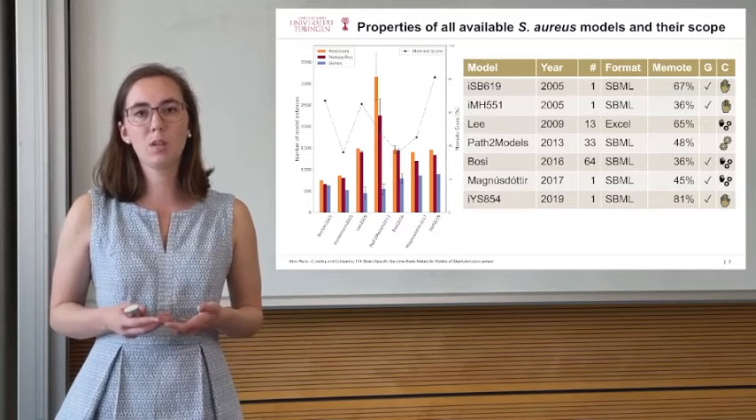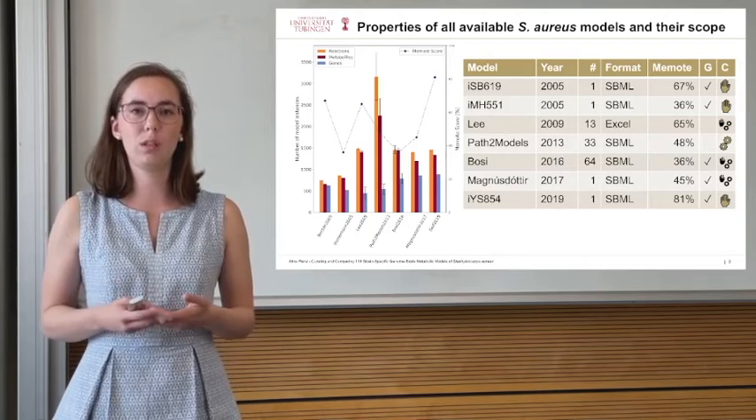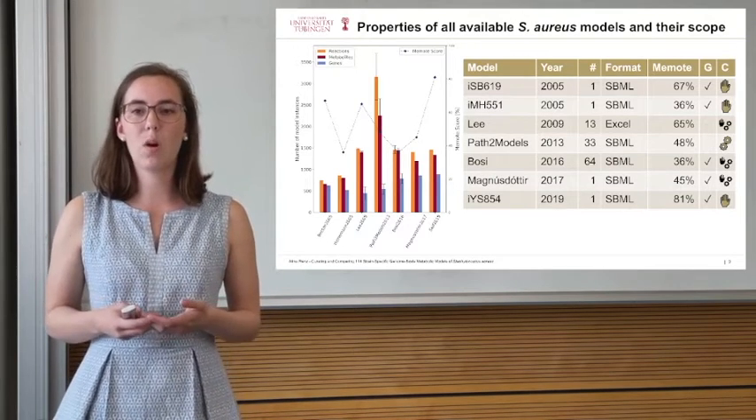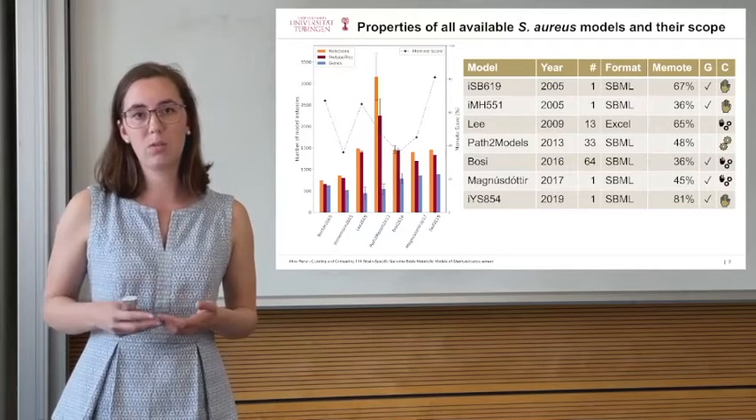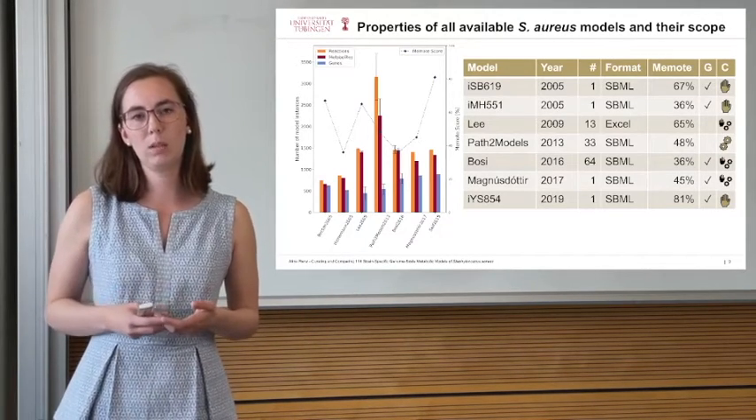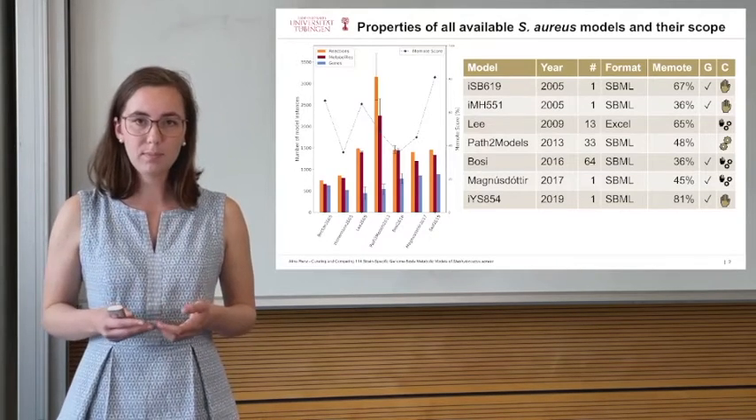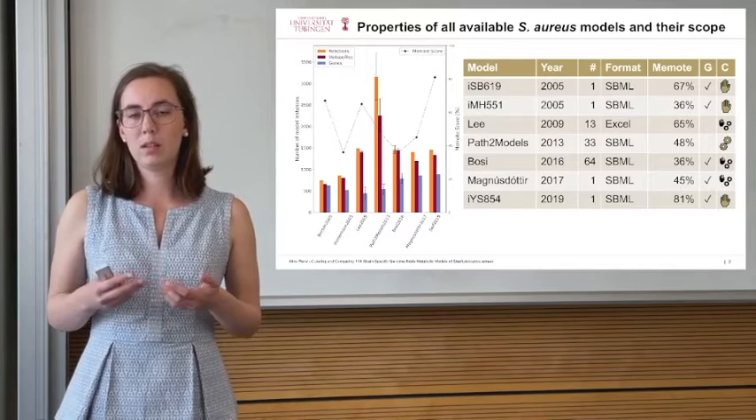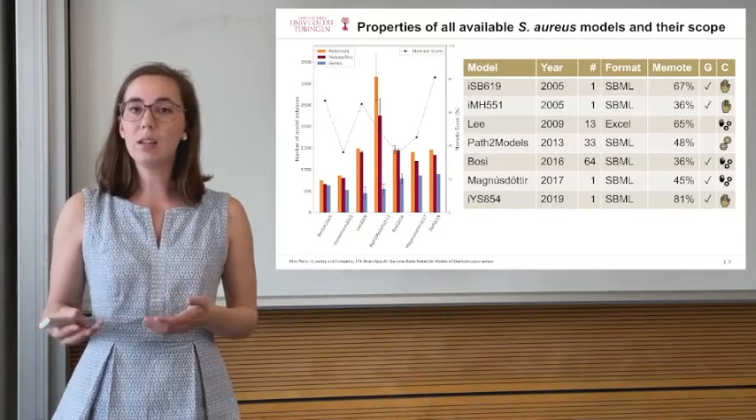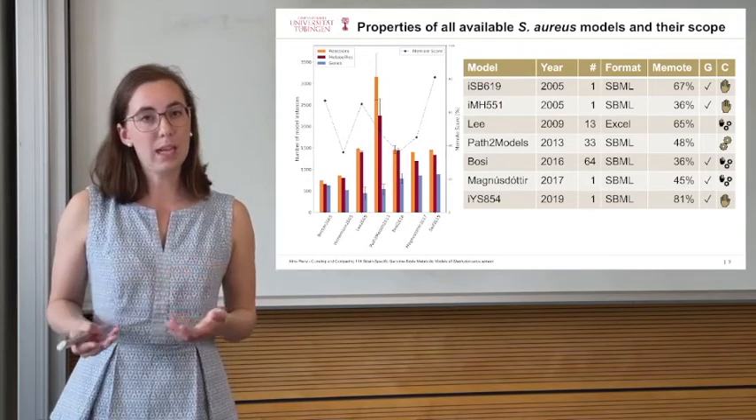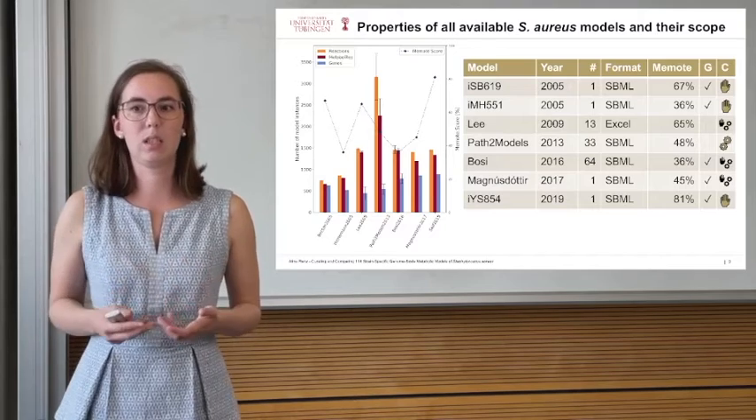From the Path to Models project, they automatically curated a collection of 33 Staphylococcus aureus models, different strains, and the largest collection of different strains was published by Bolsi and his colleagues in 2016, and they published 64 different models. We also evaluated the models regarding their MeMode score, which is a testing suite, and the higher the MeMode score, the more annotations are available, and also the better connected is the model.